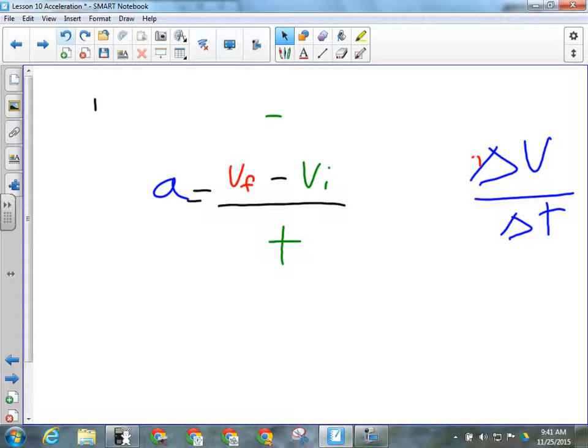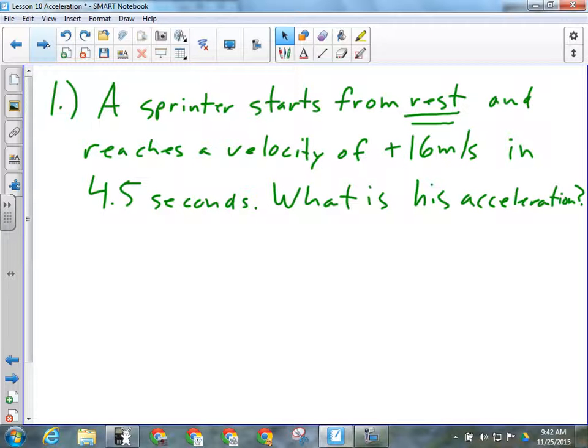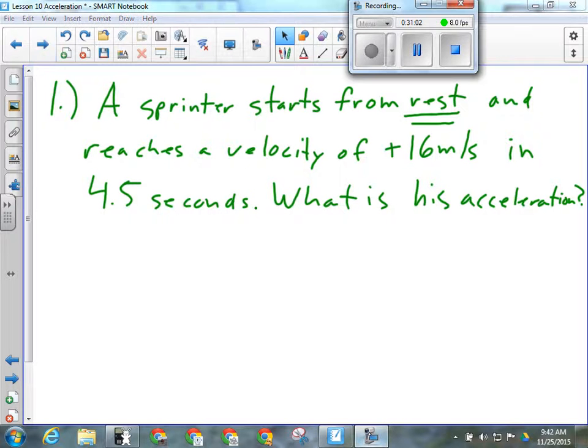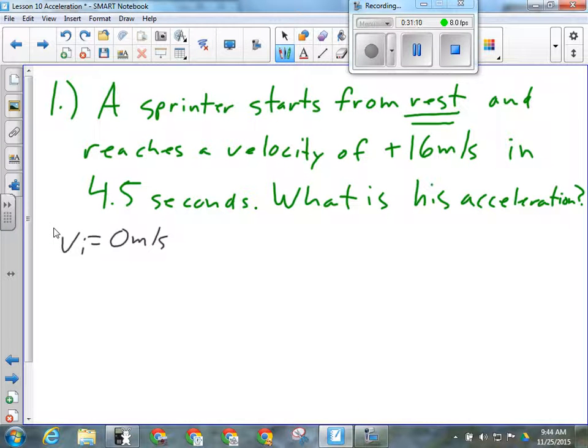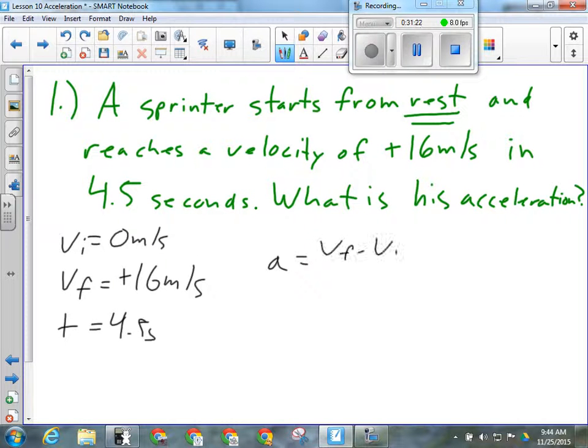Okay, let's try a couple of examples here. I want you to write this one down, and then we'll do it together. This is the easiest one, obviously, because it's asking for acceleration, and the formula is already set up for that. So this one shouldn't be too difficult. First thing, write down your givens. Starts from rest, so vi is 0 meters per second. It reaches a velocity of positive 16 meters per second, so that'll be our final, and it does that in a time of 4.5 seconds. So a equals vf minus vi over t.